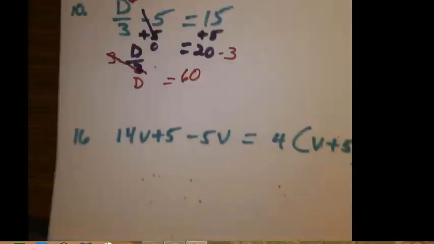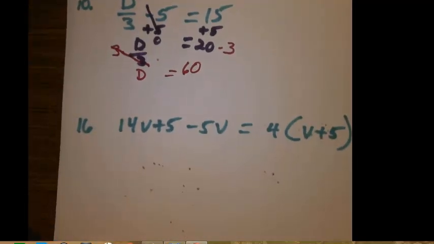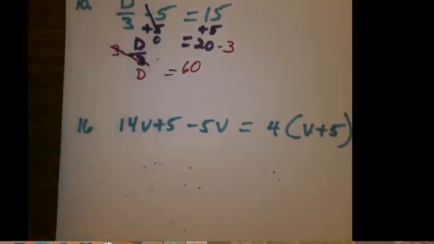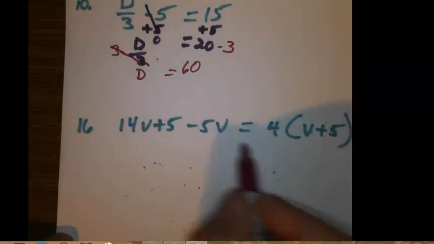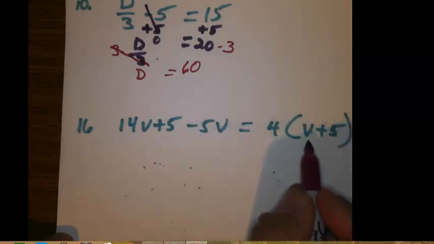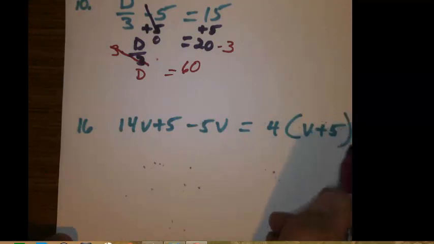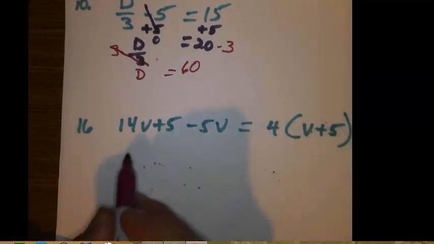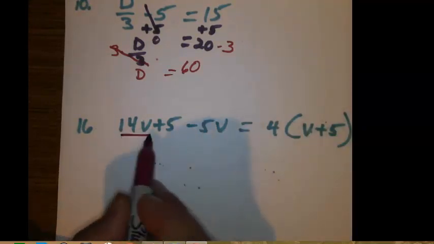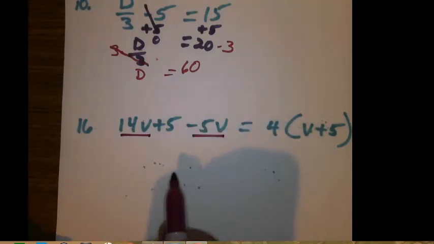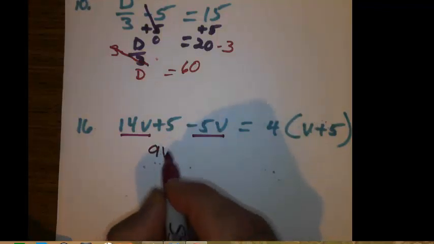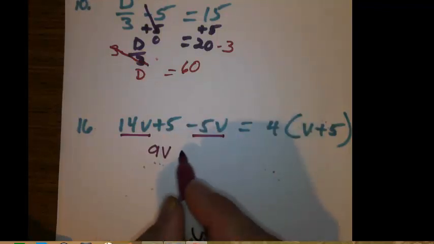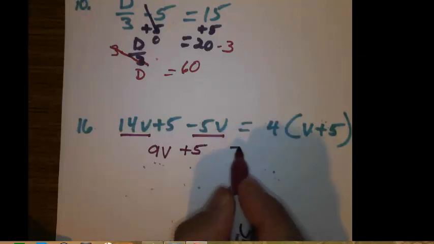Okay, let's hop down to problem number 16. This gets a little bit more fun. We have multiple things going on in this particular problem. So let's take a look at it. We have 14v plus 5, take away 5v, is equal to 4 quantity v plus 5, which I'm going to refer to as inside of a bracket. So we have a couple things we need to do. I've got v's here and I got v's here. Well, in order to solve the problem, I got to put them all together. So if I have 14 and take away 5, I'm left with 9v. I didn't do anything with the plus 5, so that just drops down to the equation.